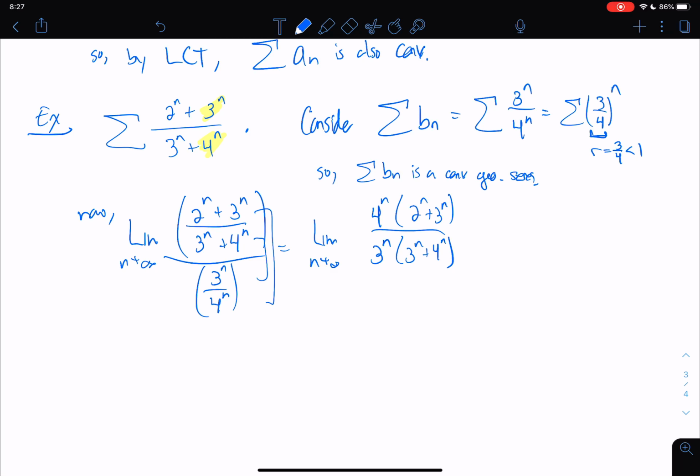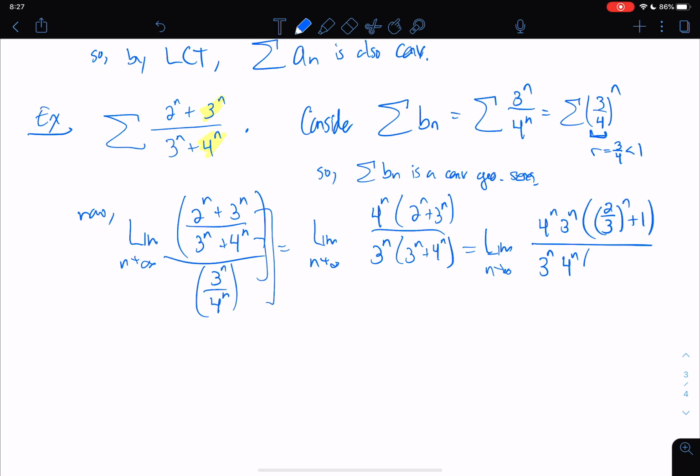Well, what we can do here is factor out a 3 to the n from the top and factor out a 4 to the n from the bottom, and this will become the limit as n goes to infinity of 4 to the n over 3 to the n times 2/3 to the n plus 1, and then the denominator is going to be the 3 to the n times 4 to the n times, now this is going to be 3/4 to the n plus 1.